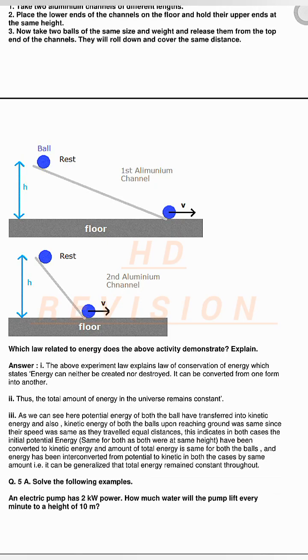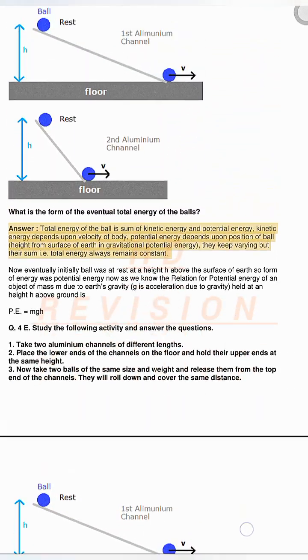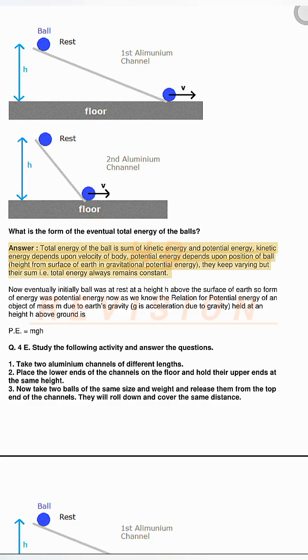Answer. Total energy of the ball is the sum of kinetic energy and potential energy. Kinetic energy depends upon velocity of body. Potential energy depends upon position of ball, height from surface of Earth, and gravitational potential energy. They keep varying but their sum, i.e. total energy, always remains constant. Now eventually, initially the ball was at rest at a height h above the surface of Earth, so the form of energy was potential energy. As we know, the relation for potential energy of an object of mass m due to Earth's gravity g, held at a height h above ground, is Pe equals mgh.